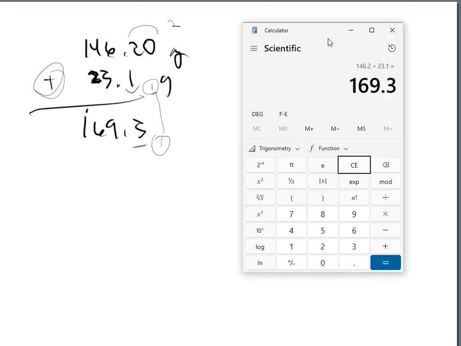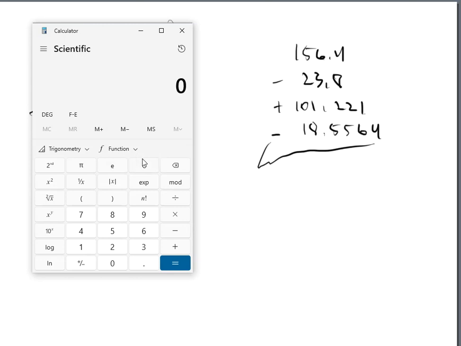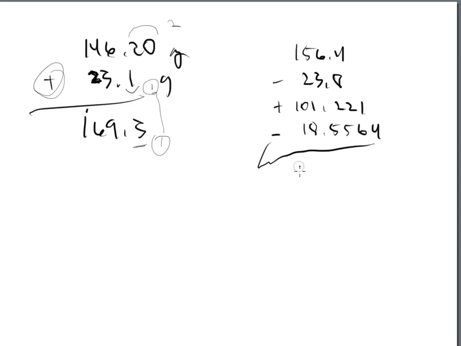I'm going to show you how easy this is as well. It looks complicated, but it's not. So I'm going to key the numbers in as they're written. 156.4, And then we are going to subtract 23.8. And then we're going to add 101.221. And then we're going to subtract 18.5564. And then I hit enter. And I get 215.2646.